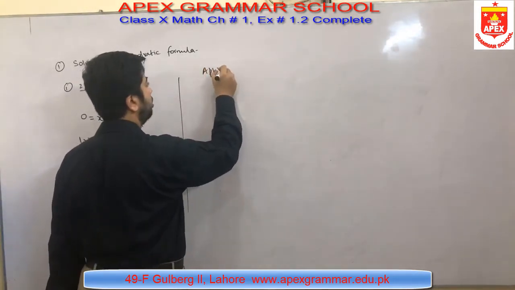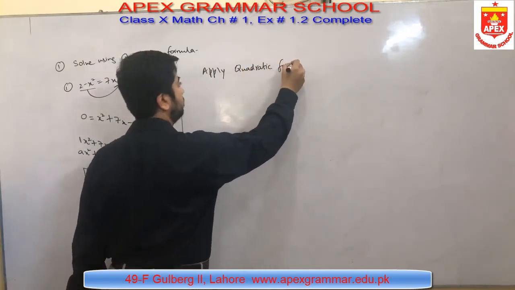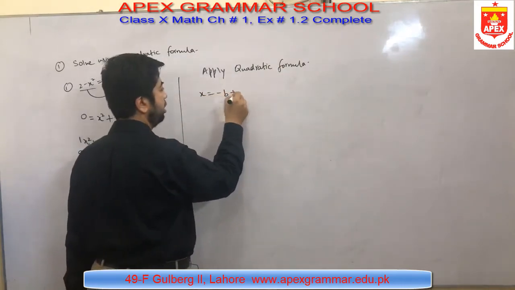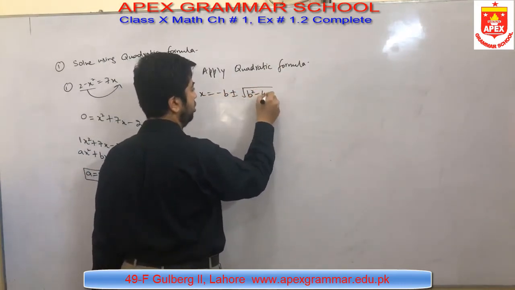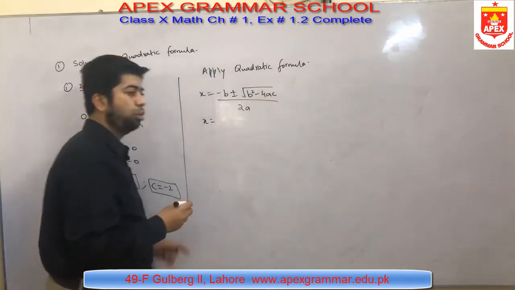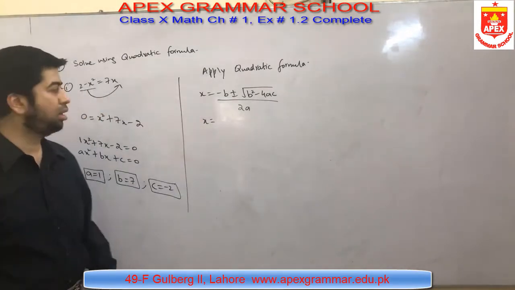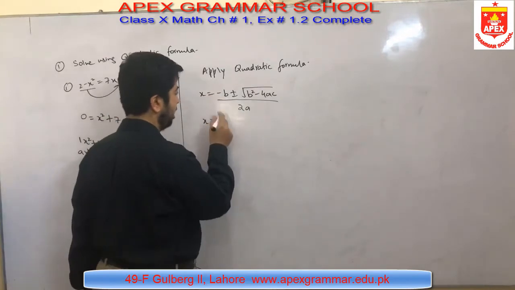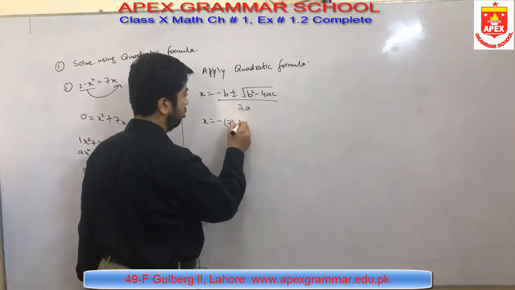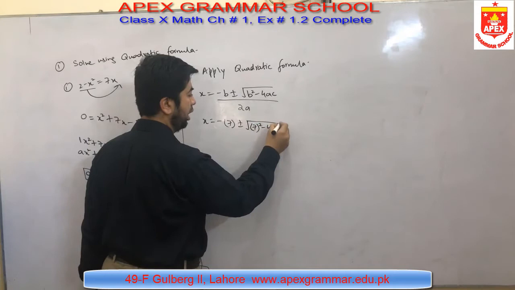Apply the quadratic formula. x is equal to minus b plus minus square root of b square minus 4ac over 2a. Just put all these values of a, b and c in this one. This minus sign is of the formula. The value of b is 7, put it in. Now plus minus, b square means 7 square, minus 4 times a and c.